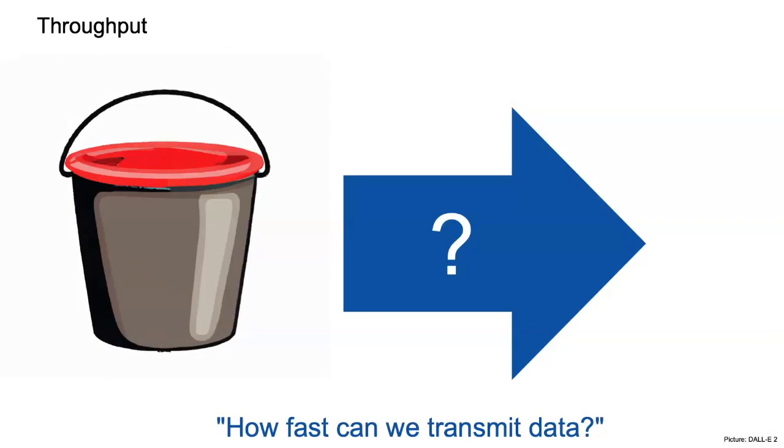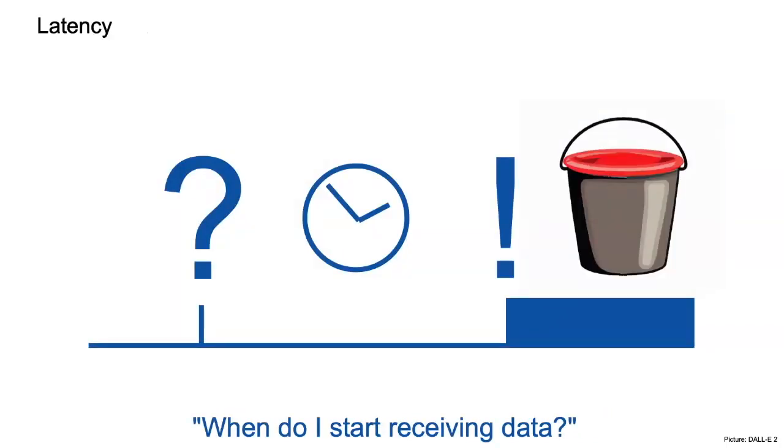Throughput is how fast can you transmit the data. So this is in bytes per second or bits per second, right? How much data can you transmit per unit of time? We're going to call that throughput. And latency, the third one, is how much time do you need to wait until you start receiving data, right? If you ask for data, it might take a while until you start actually getting the data delivered to you, right? So this is called latency.